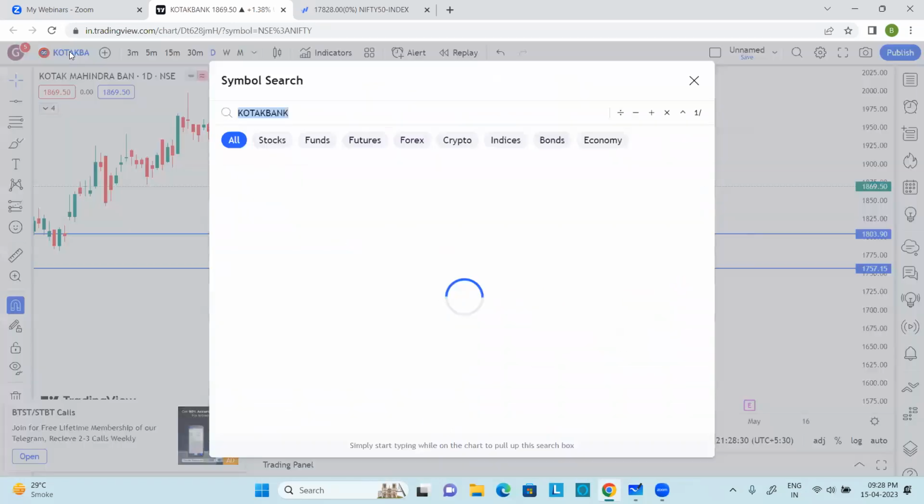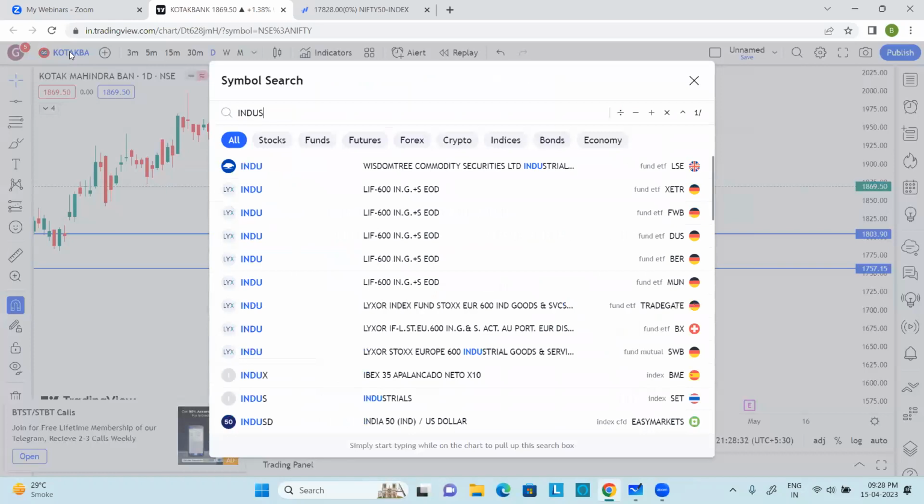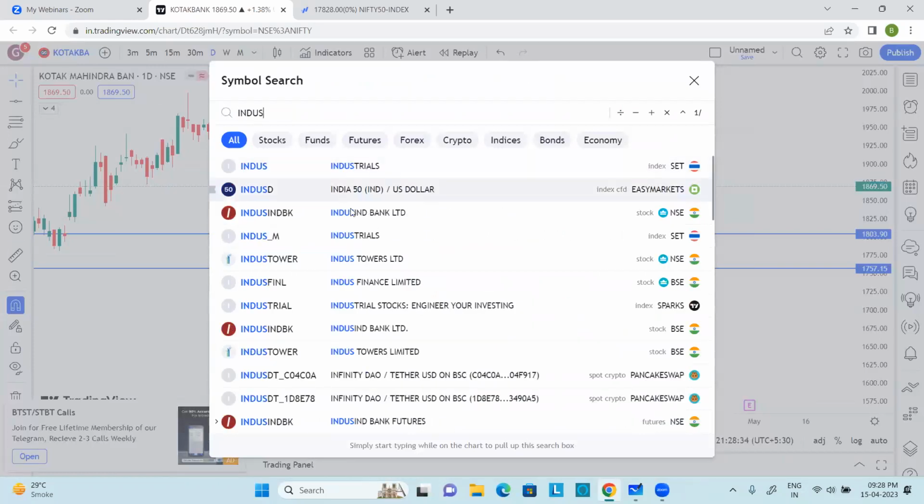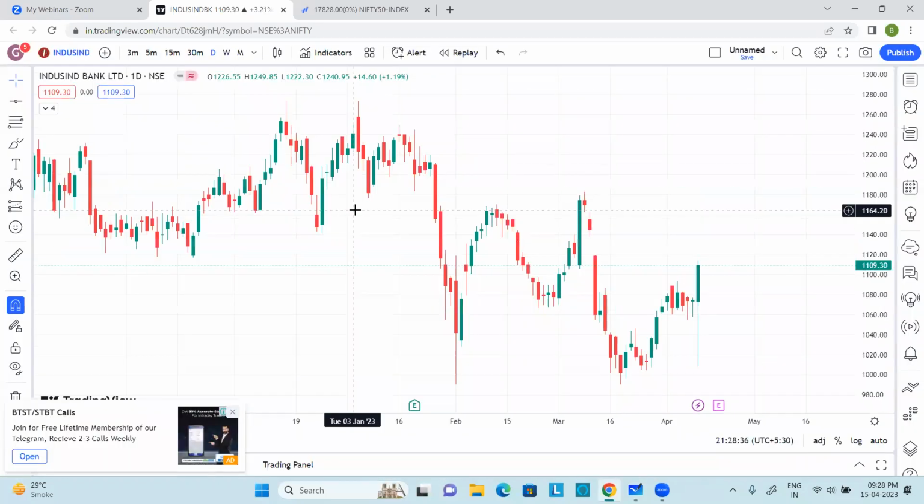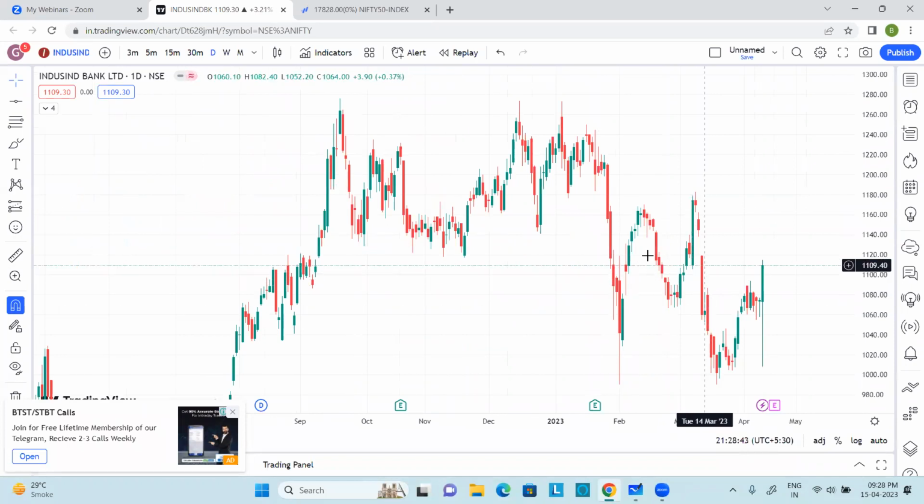IndusInd Bank. Nothing is there in IndusInd Bank, sir. PFC.